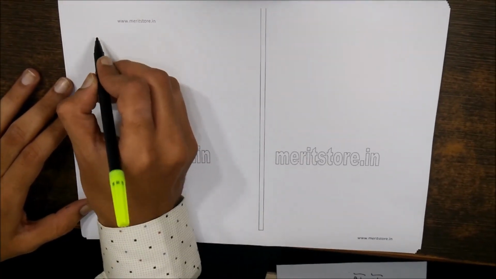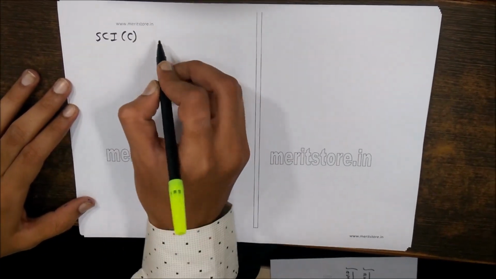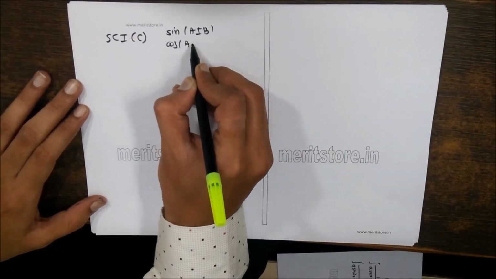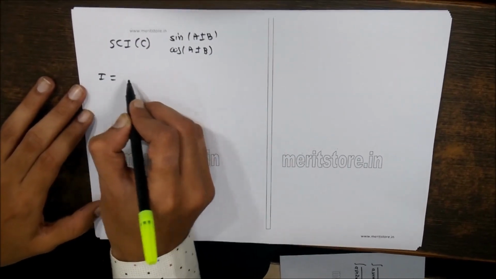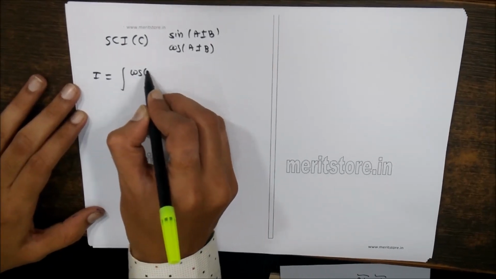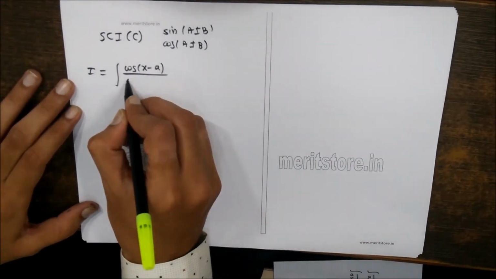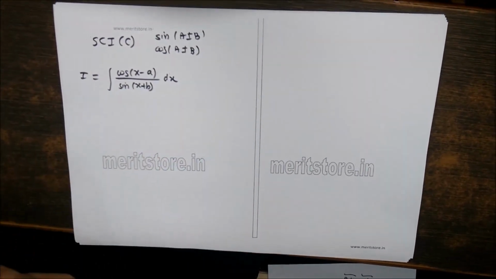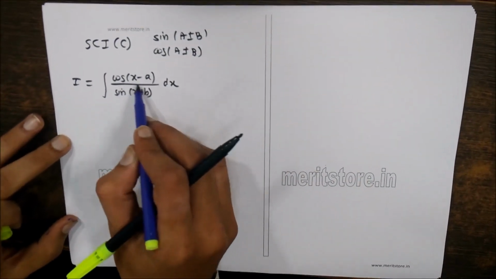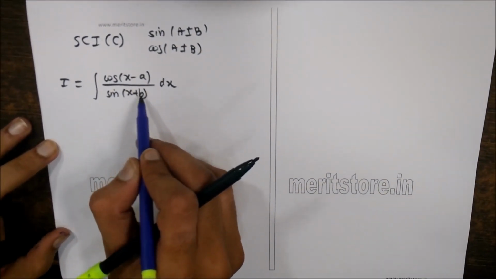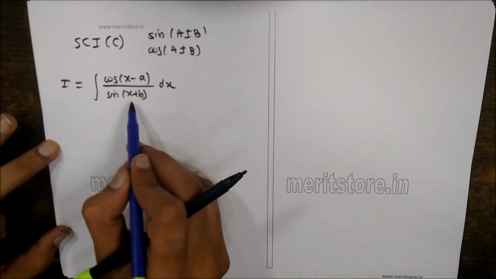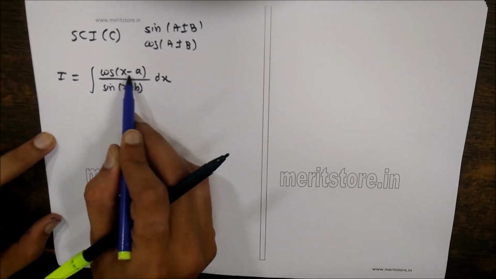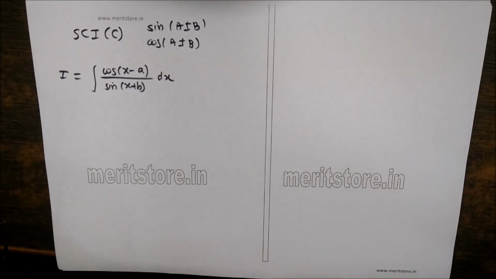Going for the third type of sine cosine integrals, sine cosine C. This is based on the formulas of sine of a plus minus b and cos of a plus minus b. Let's take an example. Say I have integral of cos of x minus a upon sine of x plus b. Now be very clear in the step. You have to always adjust the form angle in the numerator based on the angle which is present in the denominator. Now in the denominator I see that the angle is x plus b. So we'll be adjusting the term of b in the numerator's angle.